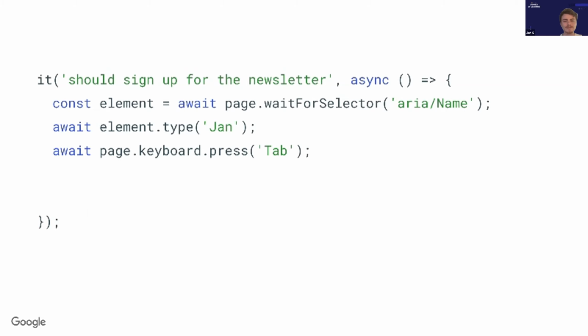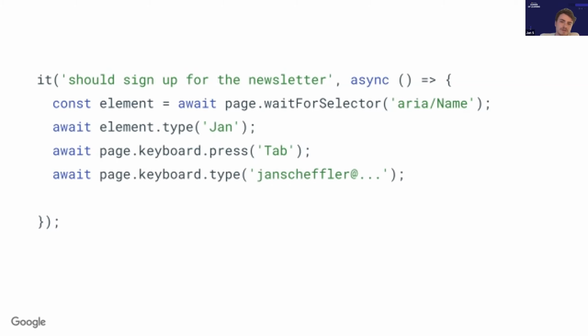And as the power user that I am, I want to switch to the email field. And I do so, of course, by hitting the tab key instead of by clicking on it. So I can use this to send the tab key to the website. And this will move the focus from the name field to the email field. And that's why I also don't have to select the email field with the waitForSelector method, but can instead just continue typing away and give it my email address. And then finally, I just submit the form by hitting enter.